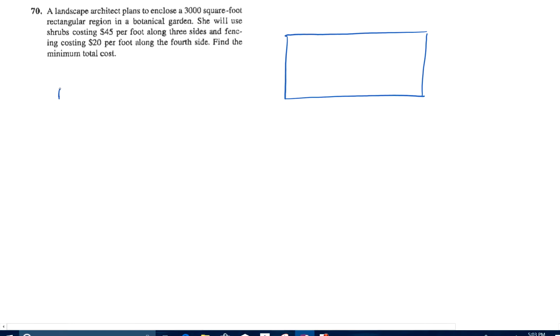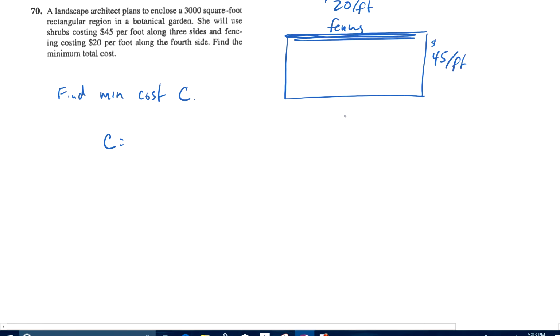Okay, so we want to find the minimum cost C. So I need to write an equation that involves C here, right? Well, I've got a fencing on one side. So this is my fencing, and that's going to cost $20 per foot. And on the other sides, it's going to cost $45 for a foot of shrubbery.